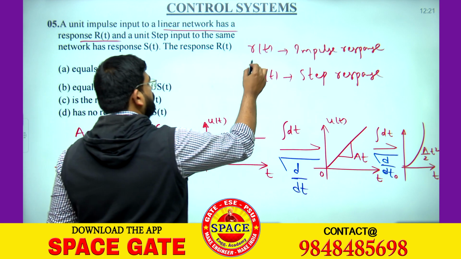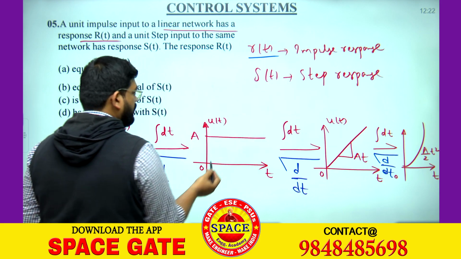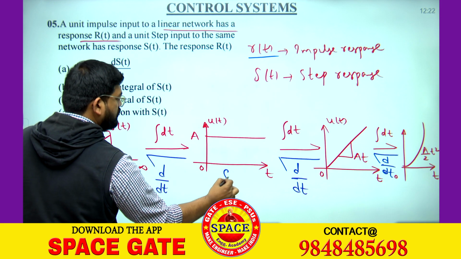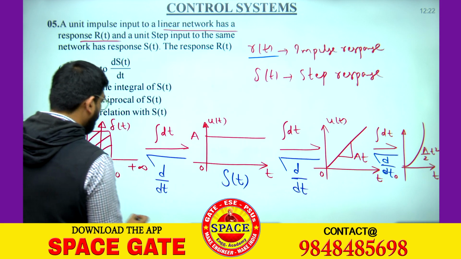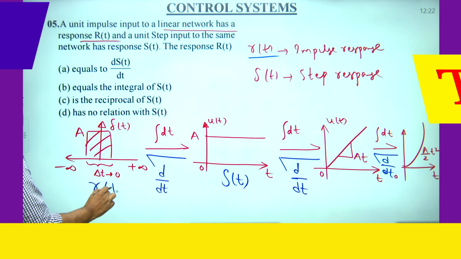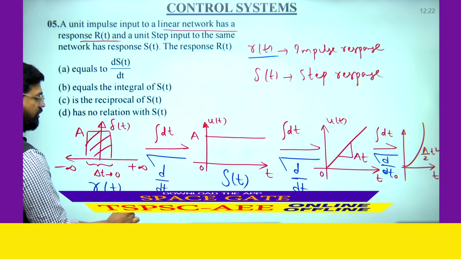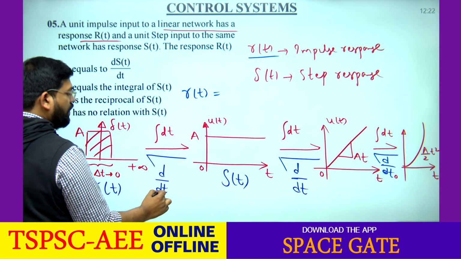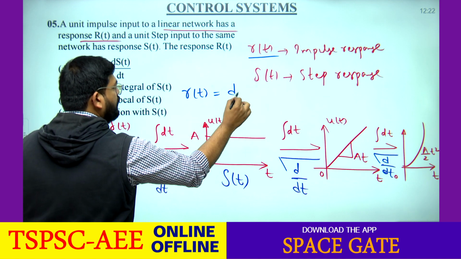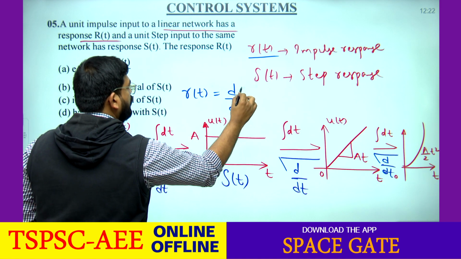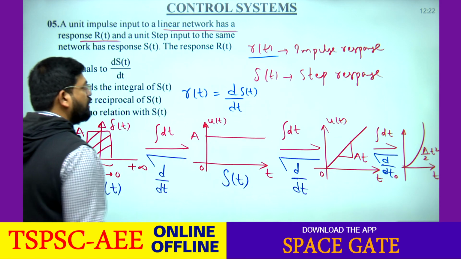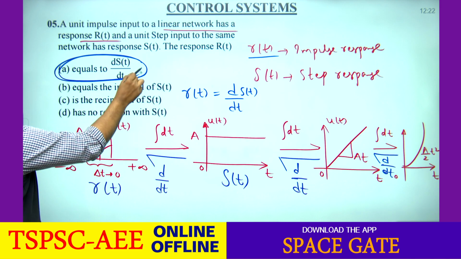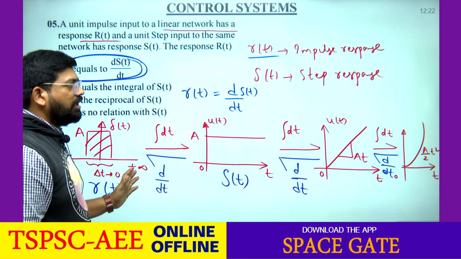If you want the impulse response from the step response, what do you need to do? You know the step response is S of t, and this one is R of t. How to achieve R of t from here? R of t is equal to d by dt of S of t, right? Differentiation of the step will give this result. In that way you can observe this relation, right?